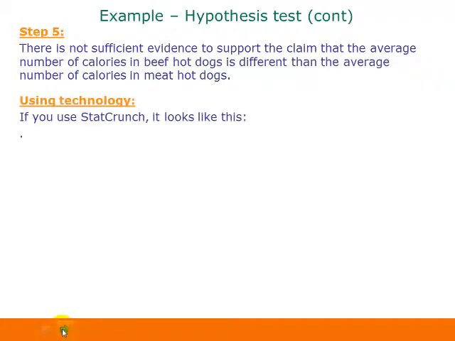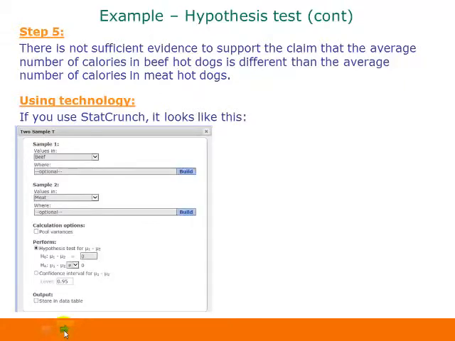If we're going to use technology for this, we can use StatCrunch. If we had all of the data in StatCrunch, then we'd be doing t-stats, two sample, with data.